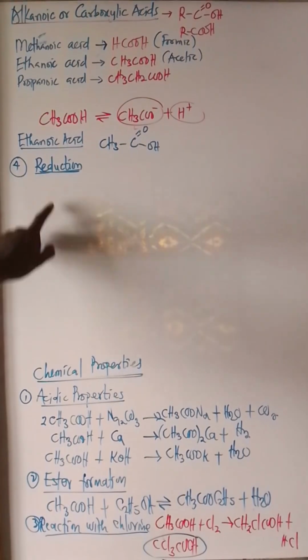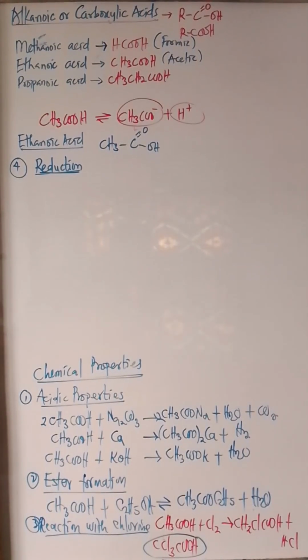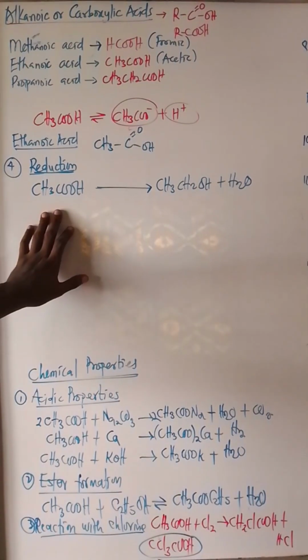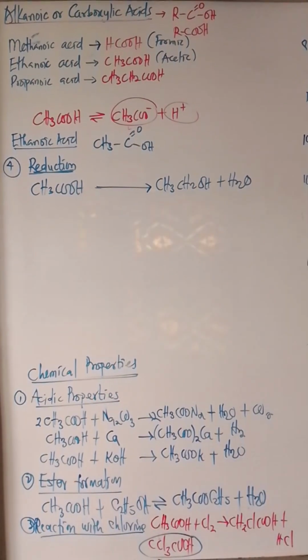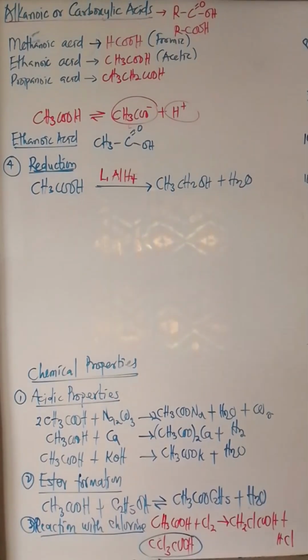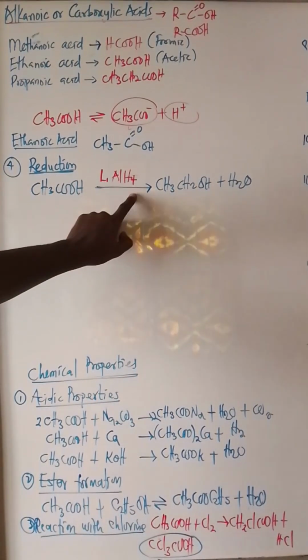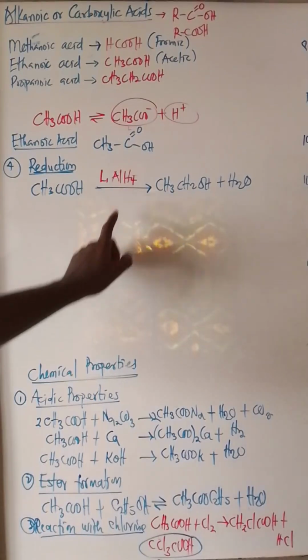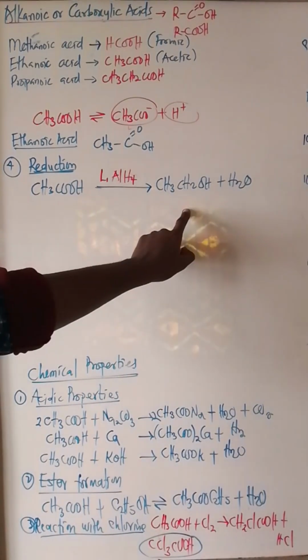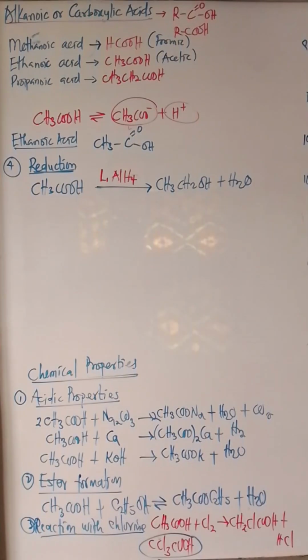Number 4. What happens if it undergoes reduction in the presence of a reducing agent? When ethanoic acid is reduced appropriately, it is going to give us ethanol, from ethanoic acid to ethanol. The reducing agent used in this case is lithium tetrahydroaluminate. This will supply 4 hydrogens to this, and it produces ethanol, and water will be produced.